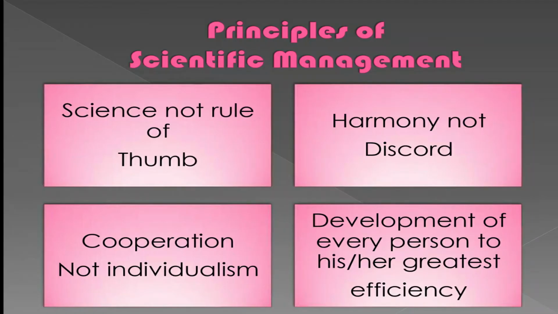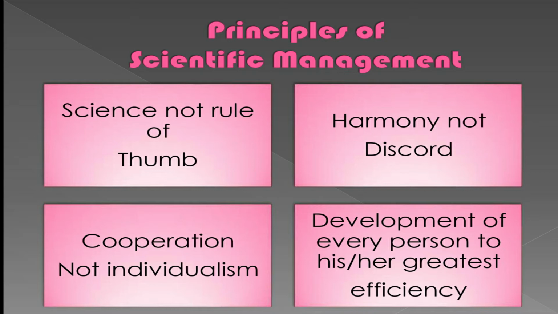The first principle is science, not rule of thumb. The concept of rule of thumb was based on the trial and error method. However, Taylor believed that to perform any task efficiently, there is only one best possible method, which is developed after an in-depth analysis of that job.